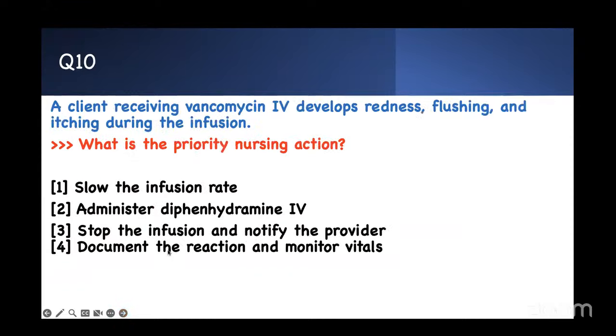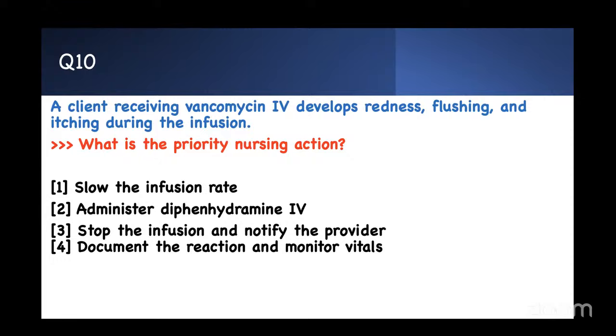And the last one, critical thinking and knowing your content as a nurse as you use the process, right? The client receiving vancomycin IV develops redness, flushing, and itching during the infusion. What is the priority nursing action? What would you do? Slow down the infusion rate, give them diphenhydramine, stop the infusion and notify the provider, document the reaction, and monitor vitals. What do you do? The last question. I give you 10 seconds. Think about it. Underline the buzzword.